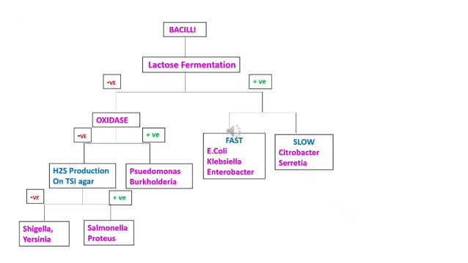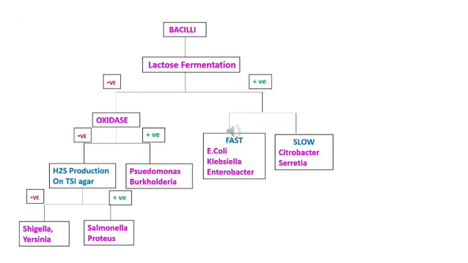First, we do lactose fermentation. If the organism is showing lactose fermentation, then it could be E. coli, Klebsiella, Enterobacter, Citrobacter or Serratia. Among these, E. coli, Klebsiella and Enterobacter are fast lactose fermenters, while Citrobacter and Serratia ferment lactose slowly or late.